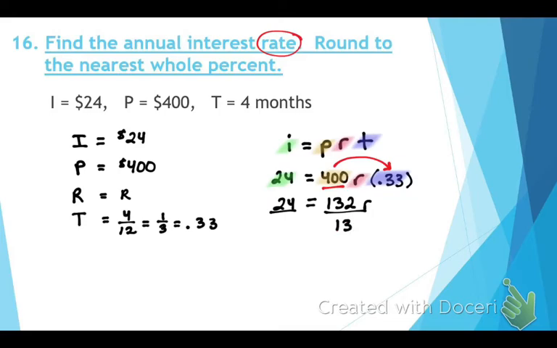And remember, we're going to divide by 132 on both sides. Class, what is 24 divided by 132? Okay, 0.18181818. When I turn that into a percentage, I get 18.18%. But it says to round to the nearest what? Whole percent. Guys, what's the whole number there? Just 18%. Okay, so the correct answer is 18%.